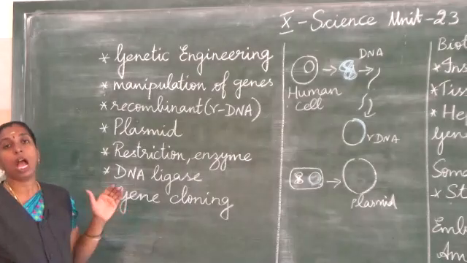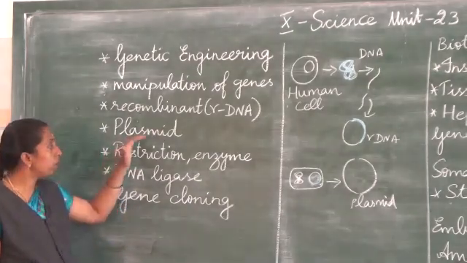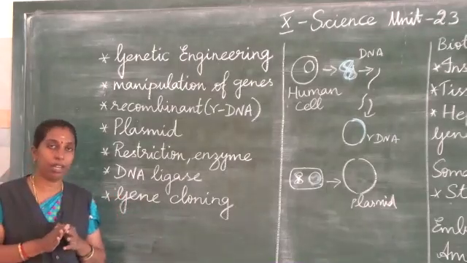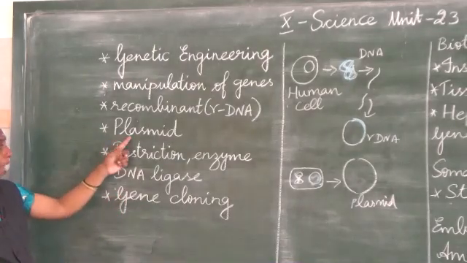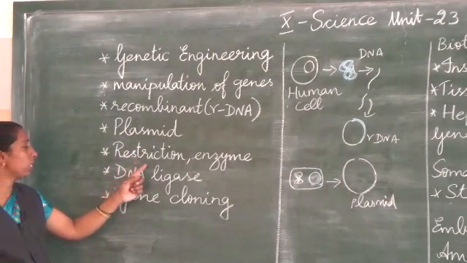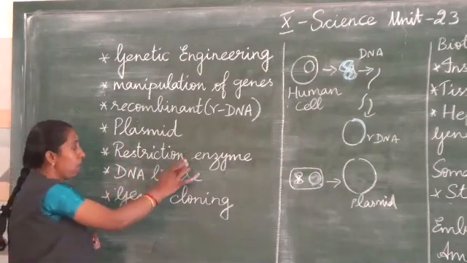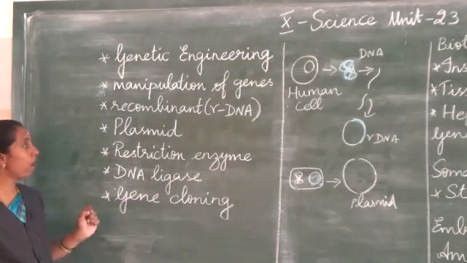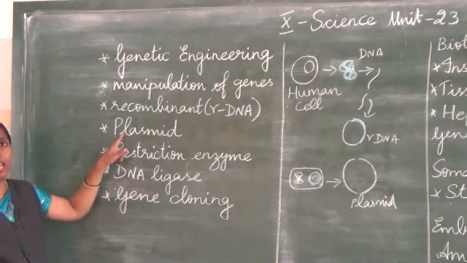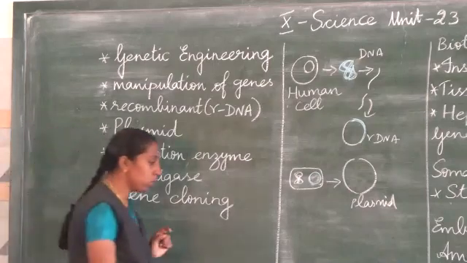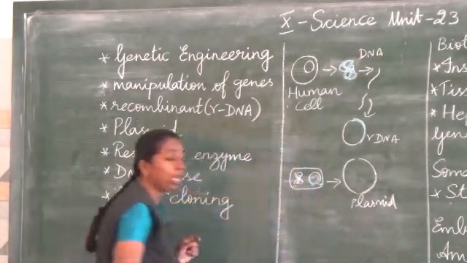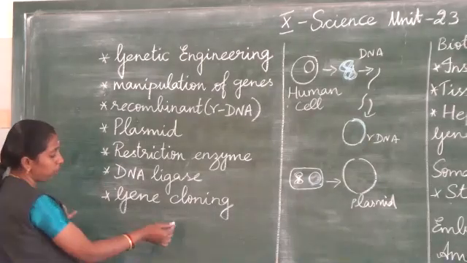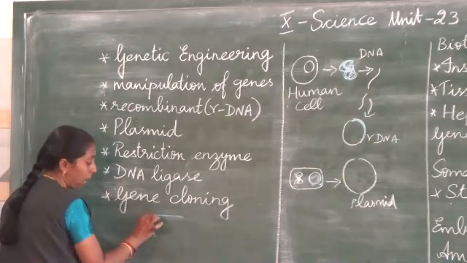So we shall see how it is handled. For this genetic engineering, three essential things are needed. The first one is plasmid, the second one is restriction enzyme, and the third one is DNA ligase. First we shall see what is plasmid. See, in bacteria, suppose there is a rod-shaped bacteria.